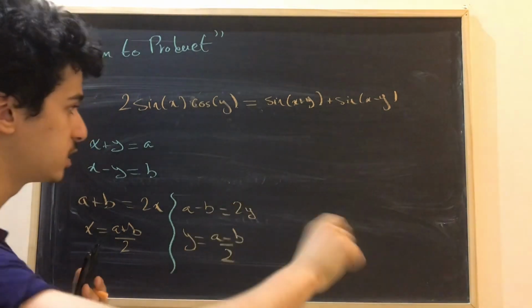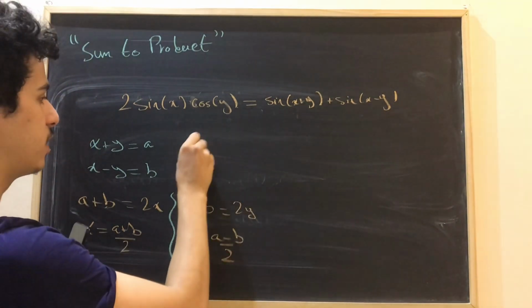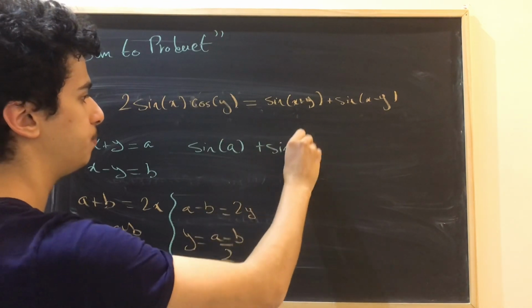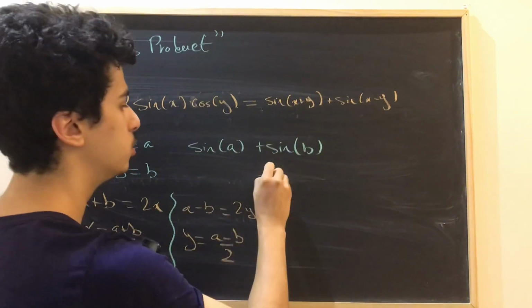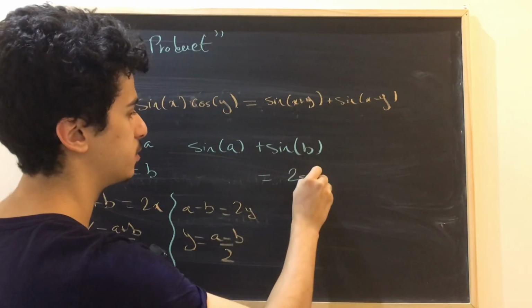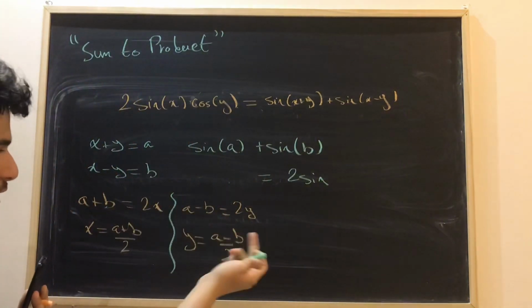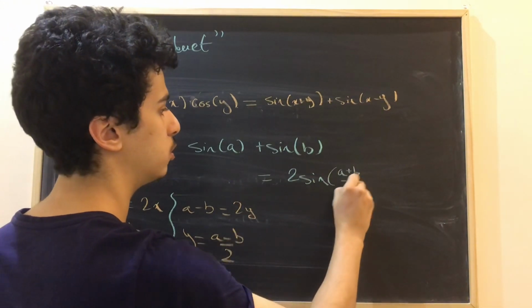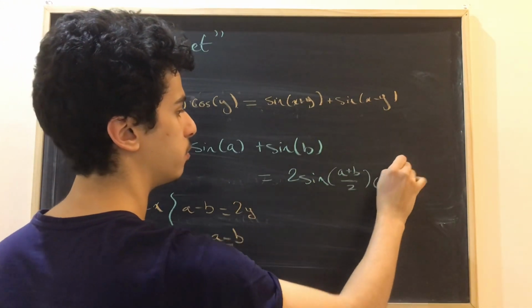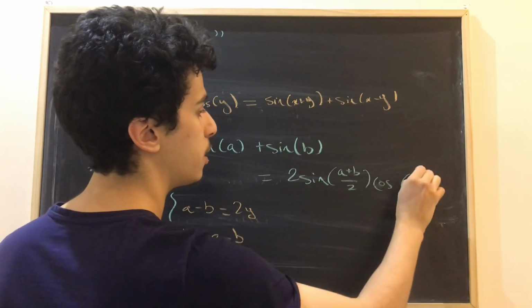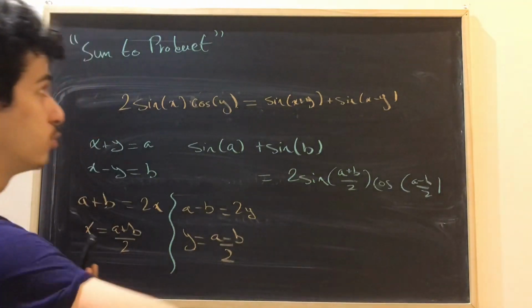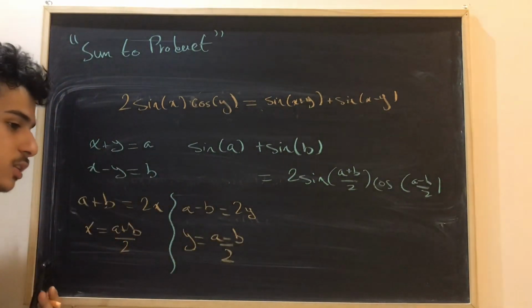Now replace, that's it. We get sine of a plus sine of b is equal to 2 times the sine of x, which here is a plus b over 2, times cosine of a minus b over 2. And that is 1 out of 3 sum to product identities.